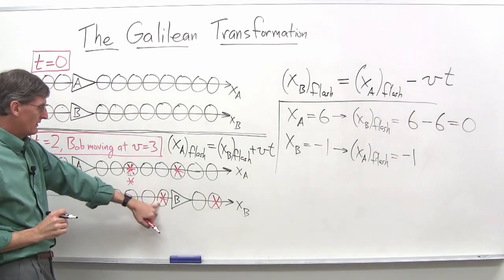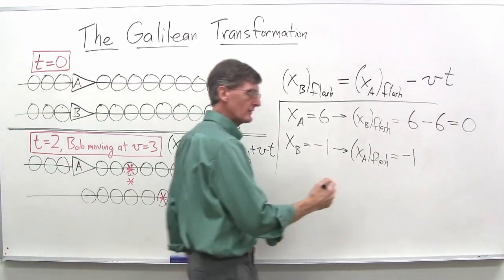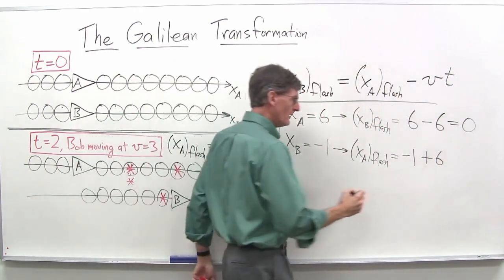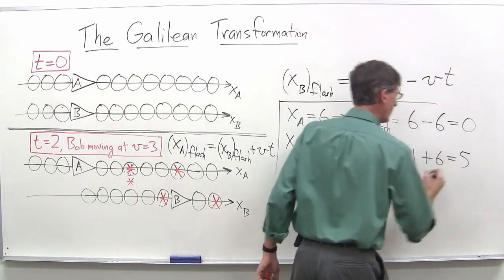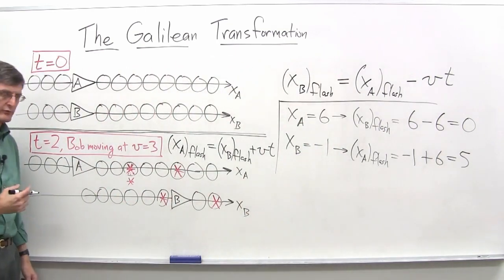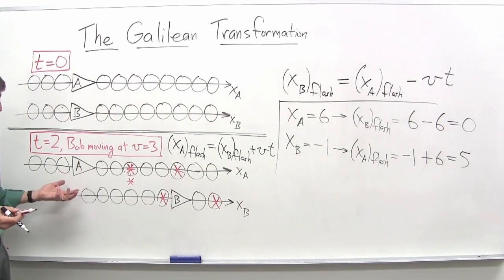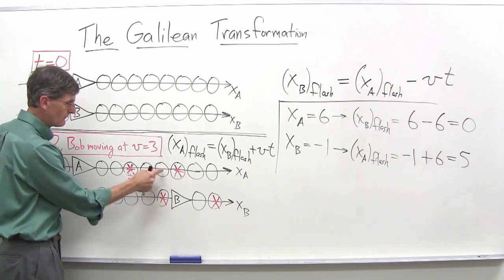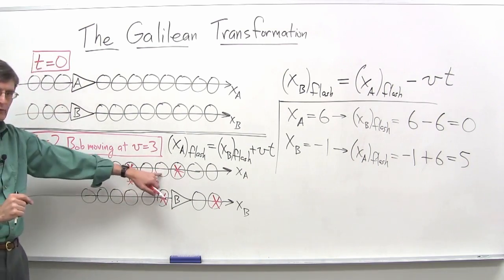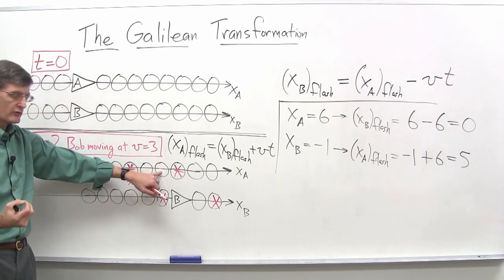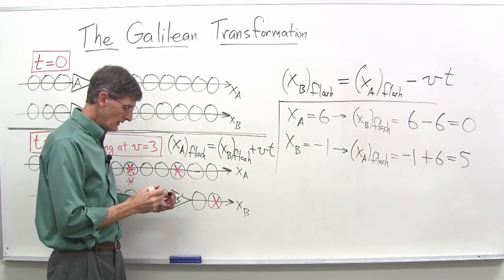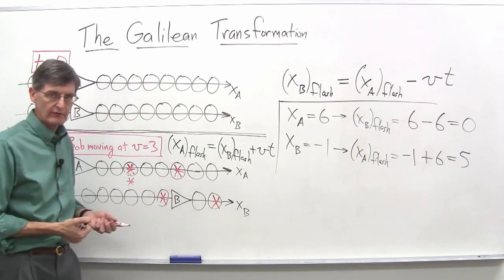Remember, it's at -1, so actually I got ahead of myself there. That was correct. We get an answer of 5. Okay, 6 minus 1 equals 5. Is that correct? Well, let's see. So that's Alice's position. 1, 2, 3, 4, 5. Yes, Bob occurs at -1. Alice occurs, therefore, the same flash from Alice's perspective occurs at 5. So that is the idea here of the Galilean transformation.